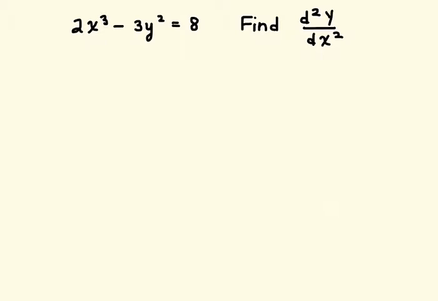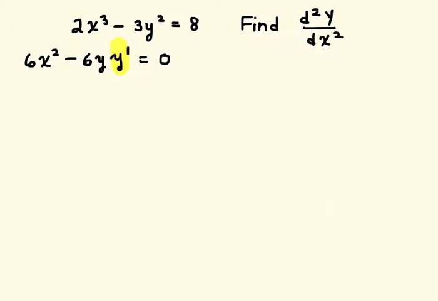Differentiation, but this time we're going to find the second derivative, okay? So let's start. We're going to take the derivative from left to right. The derivative of 2x cubed is 6x squared minus the derivative of 3y squared, which is 6y times dy/dx, or y prime, is equal to the derivative of 8, which is 0. Okay, so we're going to solve for y prime, and we've got just one y prime there.